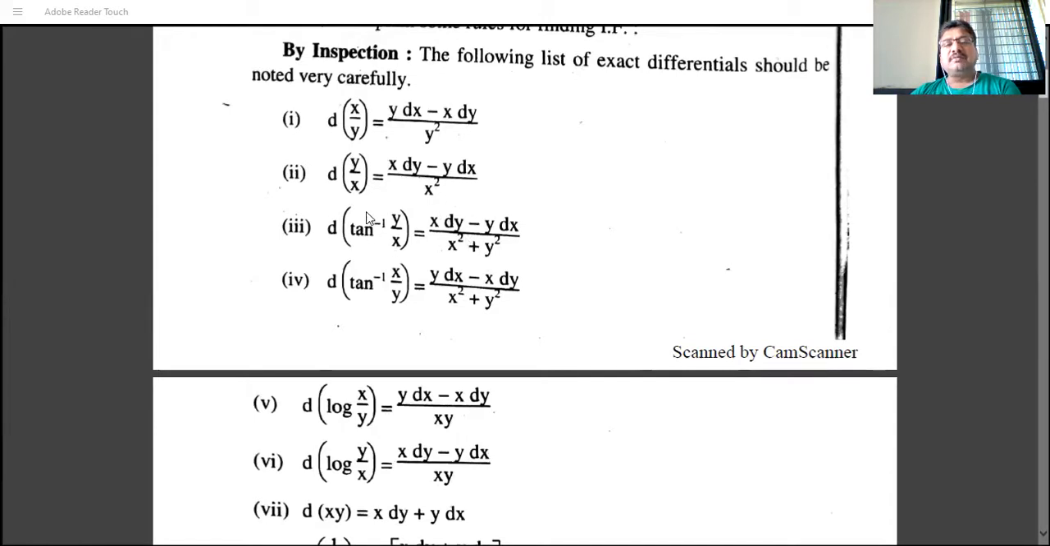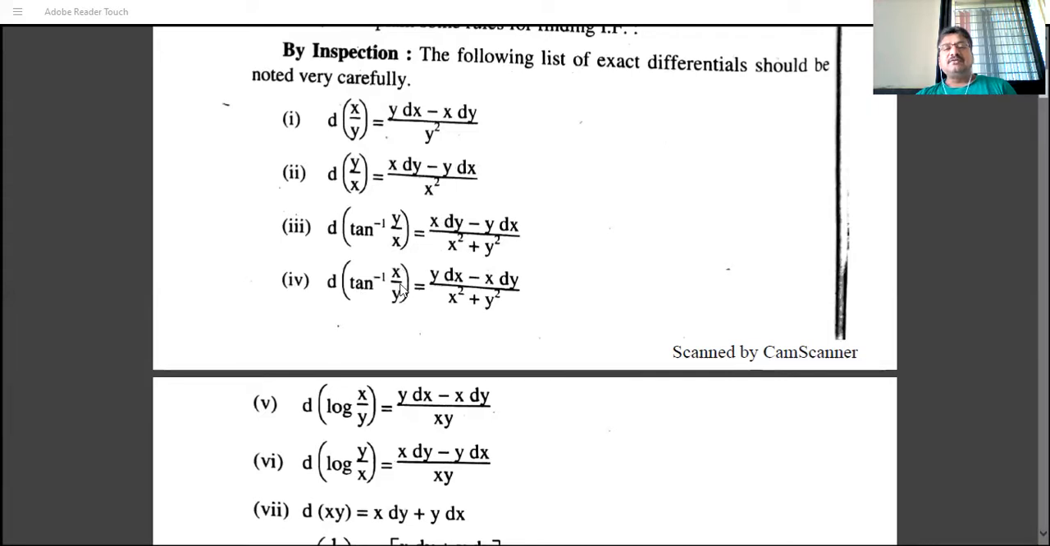So what is the derivative of tan inverse y by x? It is 1 by 1 plus (y by x) bracket square, into (x dy minus y dx) divided by x square. Simplifying, we have (x dy minus y dx) divided by (x square plus y square). So for 1 by 1 plus y square by x square, x square is the LCM, and then we have x square plus y square, and the x square and that x square get cancelled, and then we have this answer.